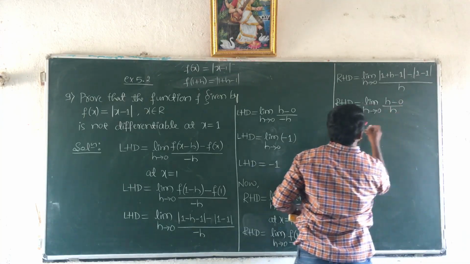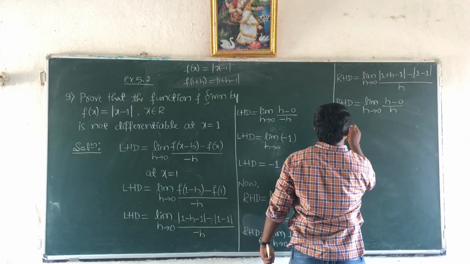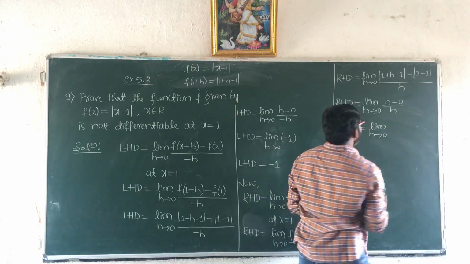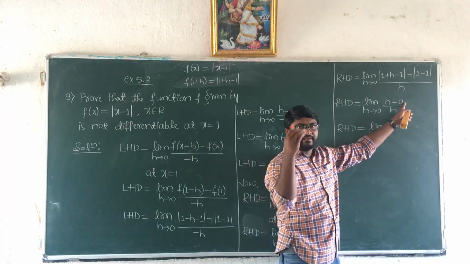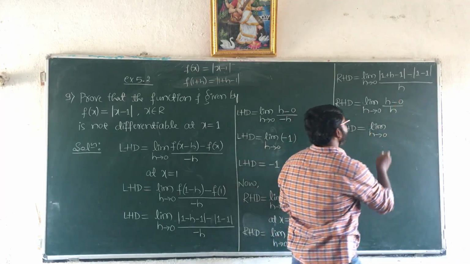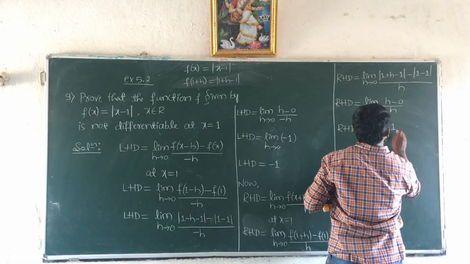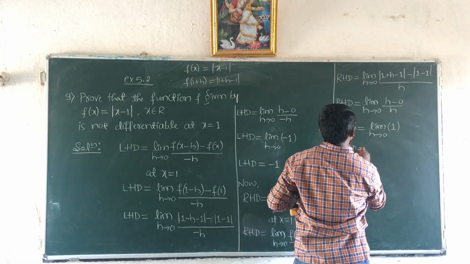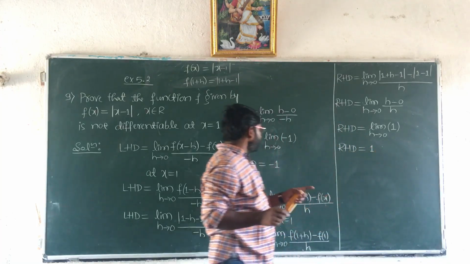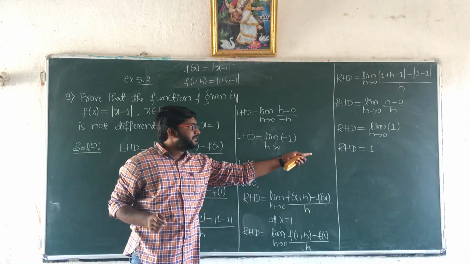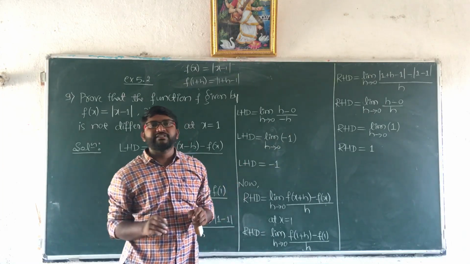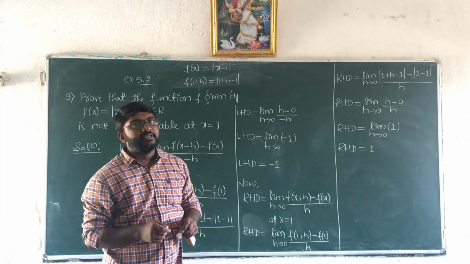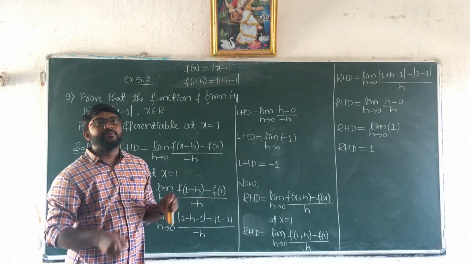divided by h. So here RHD is equal to, what do we get now? Limit h tends to 0, h minus 0, it is h by h, which will give us 1. Limit of a constant is always a constant, so RHD is equal to 1. Now see here, LHD is minus 1 whereas RHD is plus 1. This clearly shows that left hand derivative is not equal to the right hand derivative. Therefore the function is not differentiable at x equal to 1.